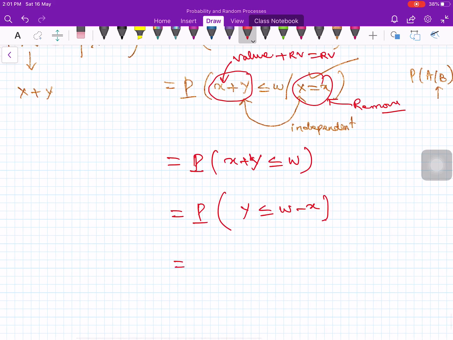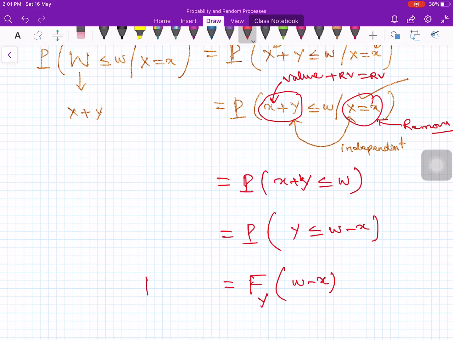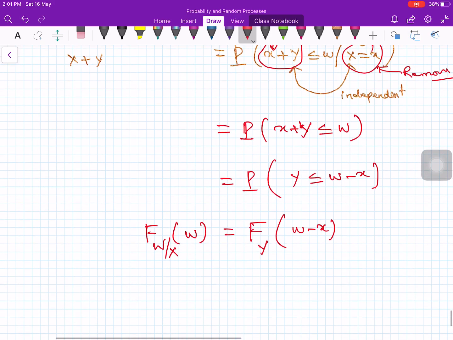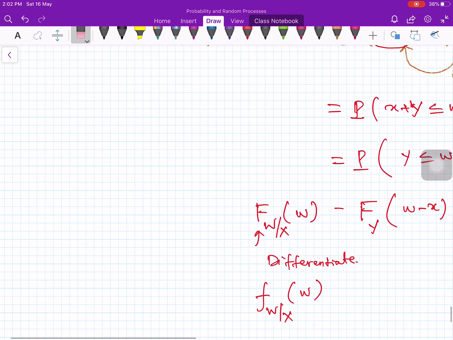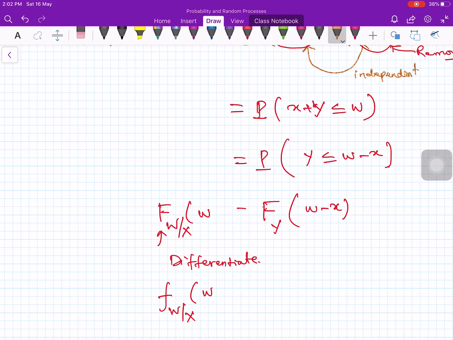Now what is this? This is a CDF, right? The CDF of y at W minus x. On the left-hand side, this is F_W of w given x, so this is the CDF of W given x. Now take differentiation, then f_W of w given x. Sorry, there is one more notation mistake here, but concept-wise it is the same. This is given the value x, and this is also given the value x, which is equal to f_Y of W minus x.